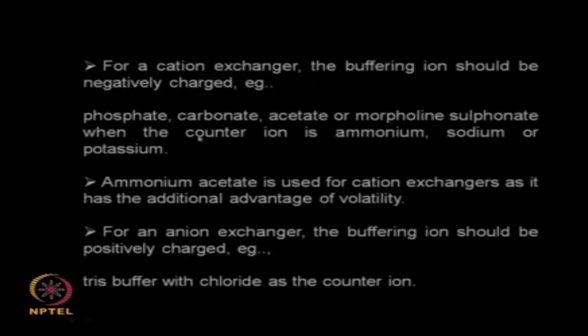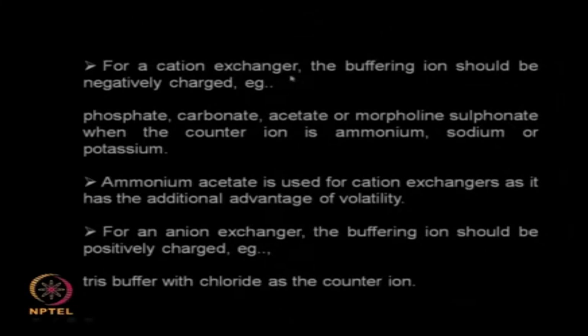For a cation exchanger, the buffering ion should be negatively charged, like phosphate, carbonate, acetate or morpholine sulfonate, when the counter ion is ammonium, sodium or potassium. Ammonium acetate is used for cation exchangers because it has the additional advantage of volatility. Whereas for an anion exchanger the buffering ion should be positively charged, like Tris buffer with chloride as the counter ion. So if you have a cation exchanger, the buffering ion should be negatively charged; if you have an anion exchanger, the buffering ion should be positively charged.